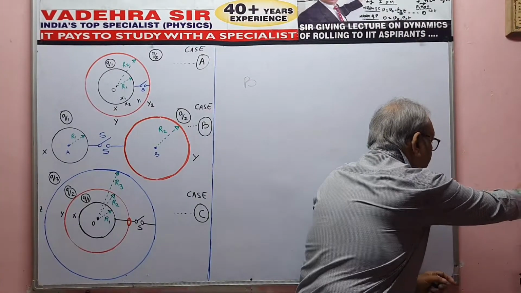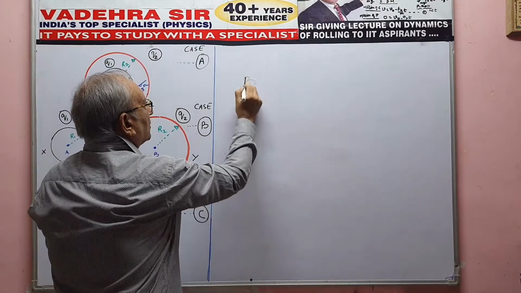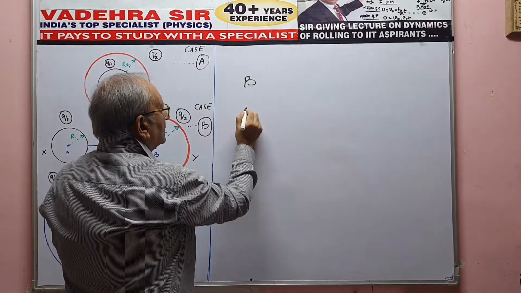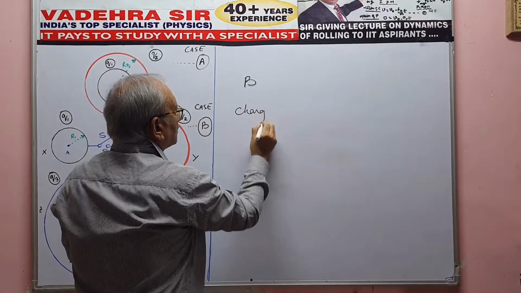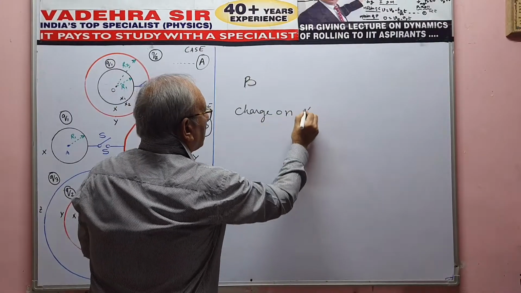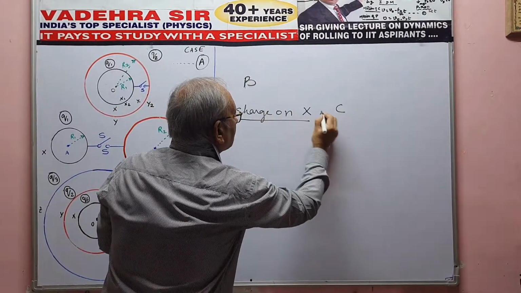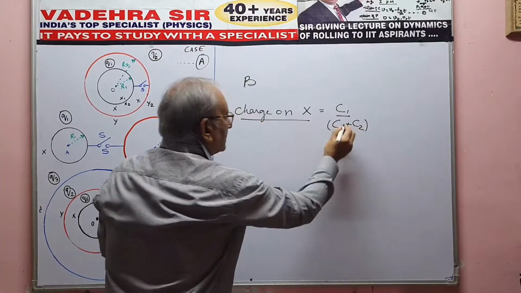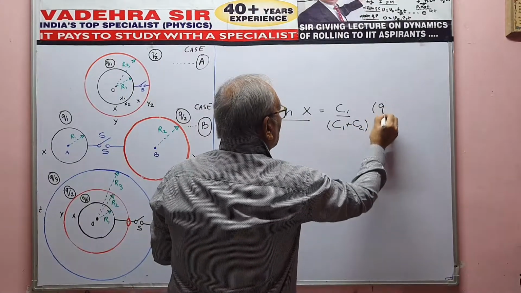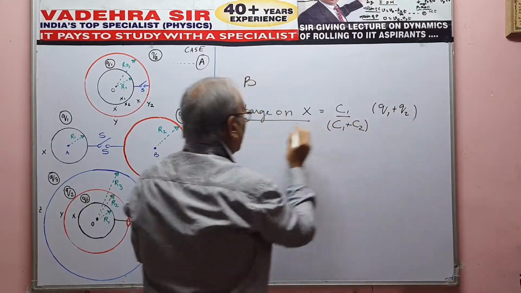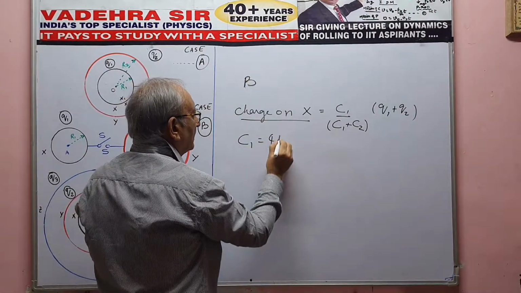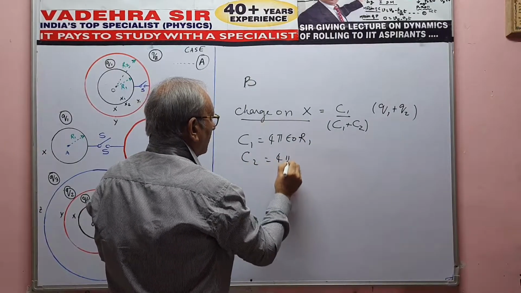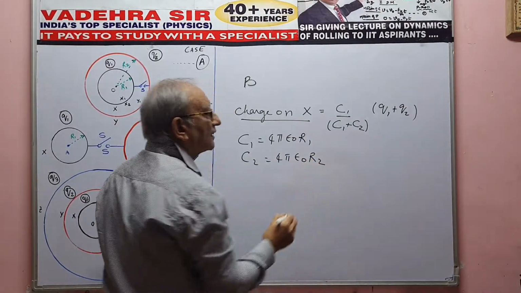I can take, while I am talking of the case B, I can take the charge on the plate X to be C1 upon C1 plus C2, into Q1 plus Q2, where C1 is 4 pi epsilon naught R1 and C2 is 4 pi epsilon naught R2.